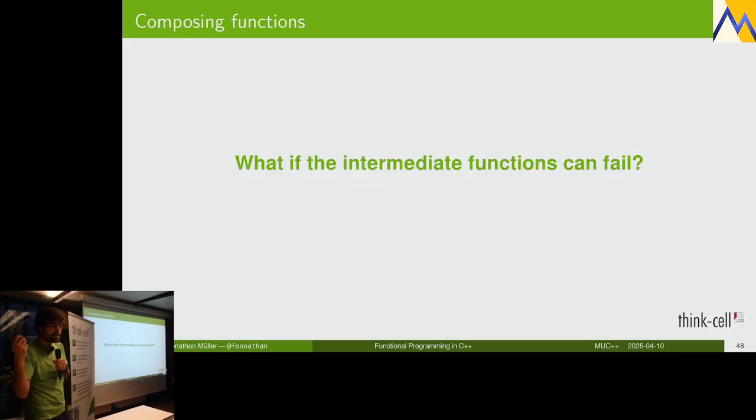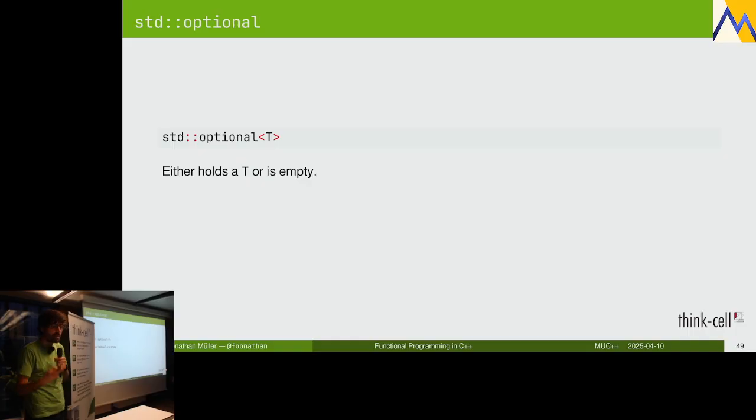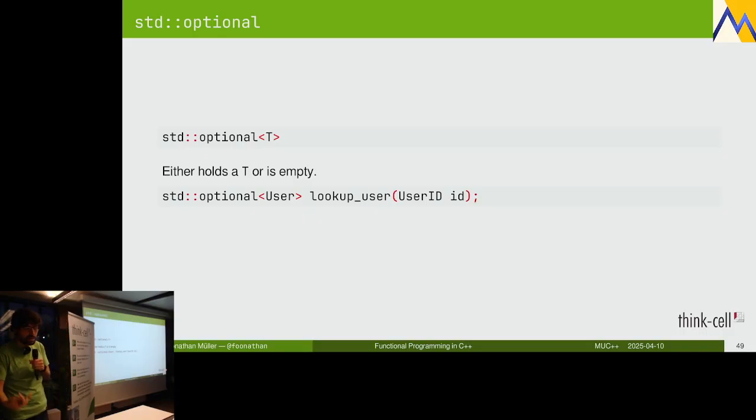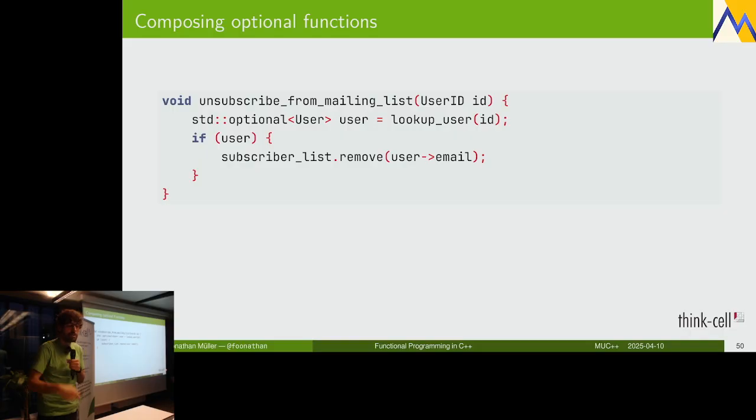Now, the more interesting thing is, what if the intermediate functions can fail? And what if you need to handle that failure locally? So, for example, we've got optional T, and this holds either a T or is empty. And now, what if looking up a user can fail? So the user ID might not be valid, and they might not have a user. Then the composition gets annoying.